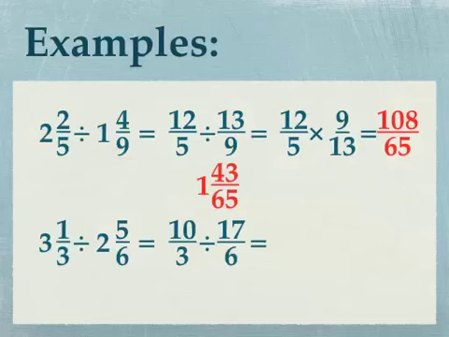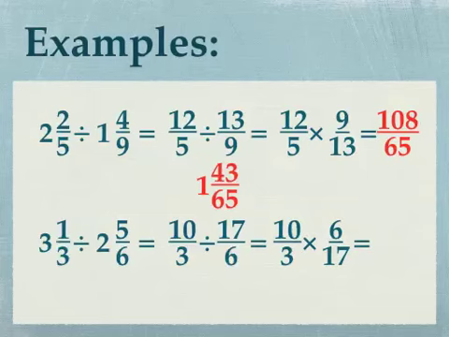Now I am ready to find the reciprocal of my second number, so I have 10 over 3 times 6 over 17. When you look for cross-canceling here, if you look at 10 and 17 first, you cannot cross-cancel. But when you look at 3 and 6, these are both divisible by 3. So I can cross out 6 and cross out 3. 6 divided by 3 is 2, and 3 divided by 3 is 1.